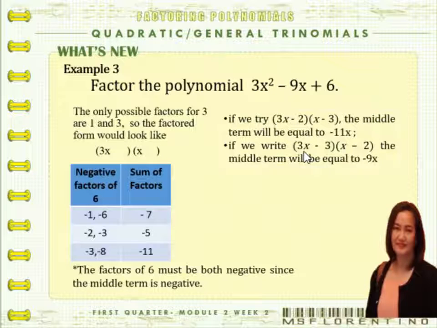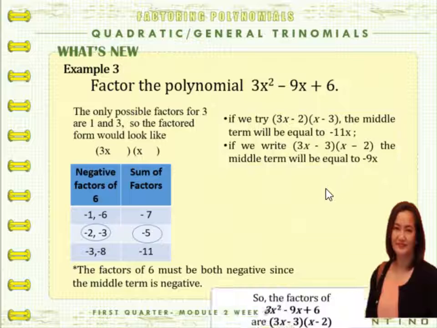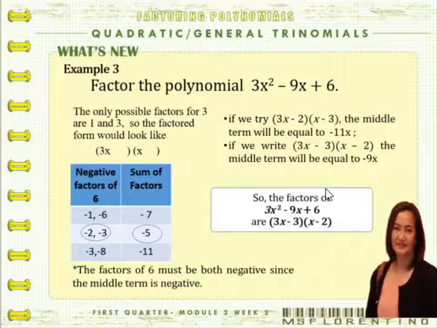Let us now try 3x minus 3 times the binomial x minus 2. The inner term, negative 3 times x, is negative 3x. The outer term, 3x times negative 2, will give us the product of negative 6x. Negative 6x plus negative 3x gives us the middle term, which is equal to negative 9x. With this, therefore, we can conclude that the factors of 3x squared minus 9x plus 6 are 3x minus 3 times x minus 2.